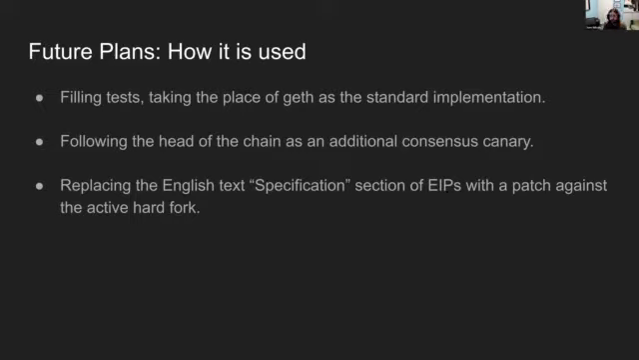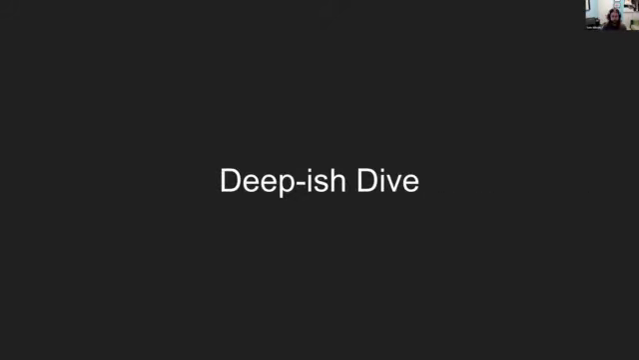And finally, I'd like to be able to replace the specification section of EIPs with an actual git diff or git patch against the active hard fork. That's probably the thing I'm second most excited for after the annotated diffs: improving the EIP process.